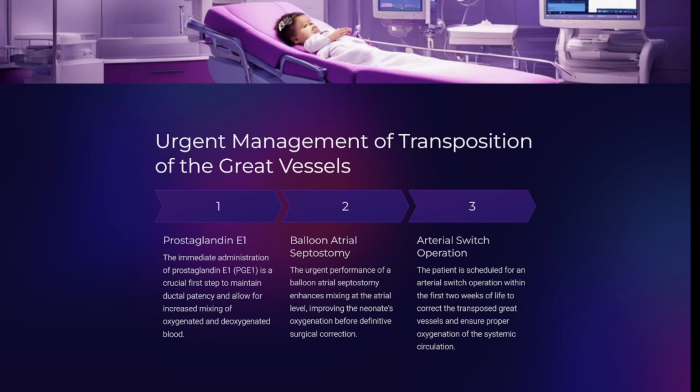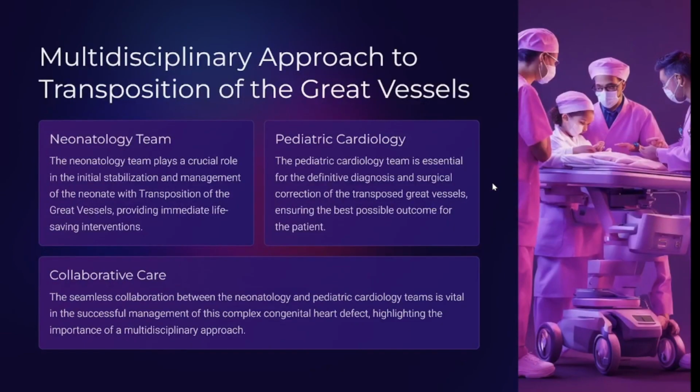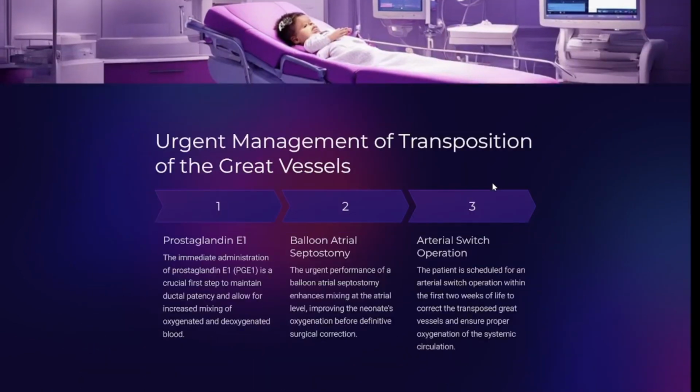The patient was scheduled for an arterial switch operation within the first 2 weeks of life to correct the transposed great vessels and ensure proper oxygenation of systemic circulation. This clinical scenario is typical for a neonate with transposition of the great vessels, TGV, highlighting the urgent need for recognition and management of this congenital heart defect to prevent hypoxemic complications and ensure survival.